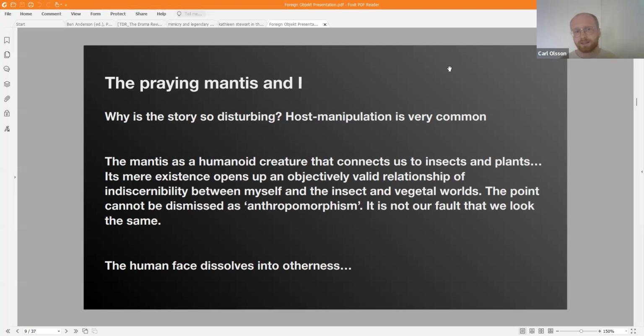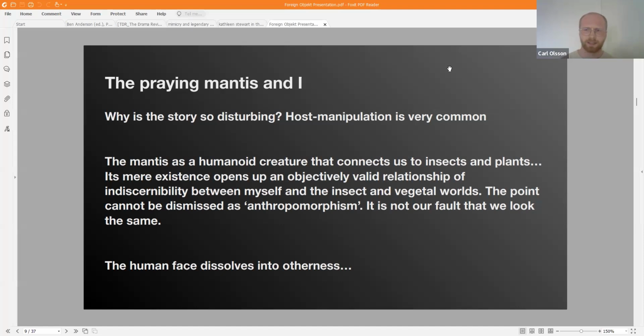Now, why do we find this story so disturbing, though? Perhaps it is because the mantis is a sort of humanoid creature already. It looks vaguely like us. It reminds us of ourselves. It connects us to insects, and as we'll see, also to plants. It tends to mimic plants itself, when it stands like this.